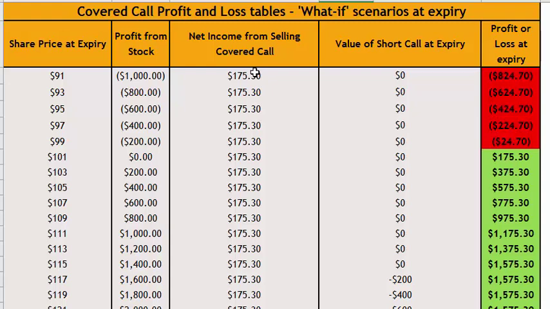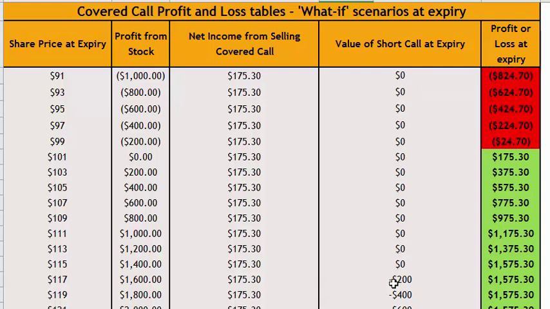So remember, when you sell a covered call, you're taking in option premium. That's going into your cash account. So no matter what happens to share price at expiry, that money has gone into your account and is yours to keep. But then we have sold a call option, and that's going to have some sort of value at expiry. Remember, call options only have value when the share price is trading above the strike price, or when the call option is in the money. So you can see here, because we sold a $115 call, there's no value in this call option at expiry until the share price gets over 115.